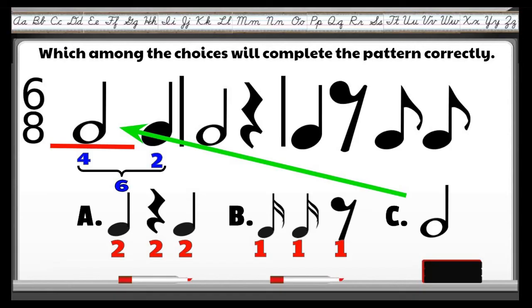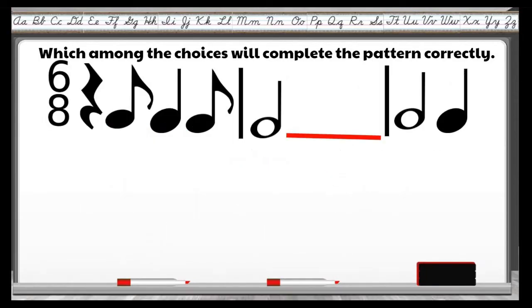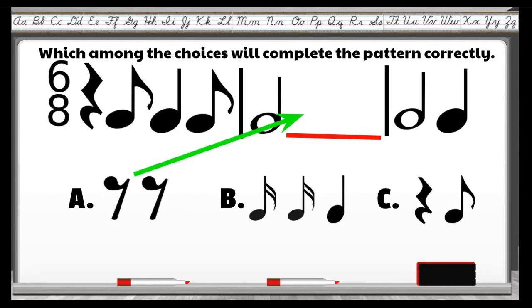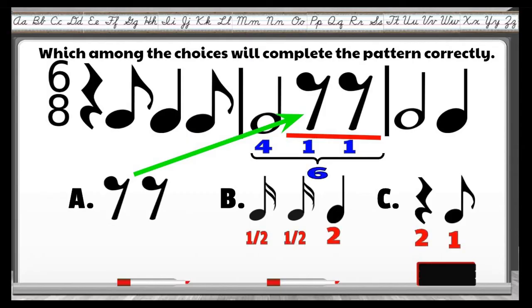Let us have another. Which among the choices will complete the pattern correctly? Yeah, it's letter A, 2 8th rests. Each 8th rest receives 1 beat. 4 plus 1 plus 1 is equal to 6.